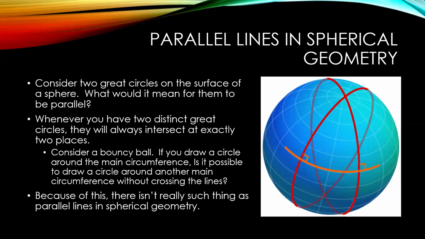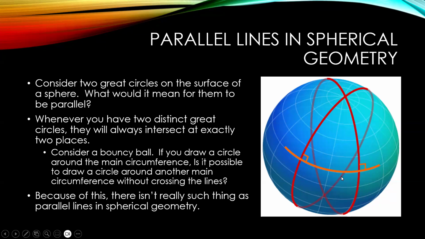And so if a great circle is the line, then what would it mean to be parallel in spherical geometry? Well, it wouldn't really make a whole lot of sense. And so consider 2 great circles on the surface of a sphere. How could they be parallel? Well, whenever you have 2 distinct great circles, they're always going to intersect at exactly 2 places.